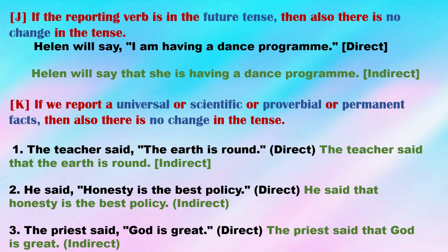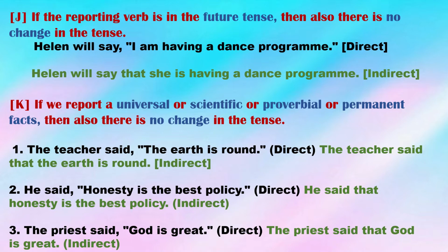Rule J. If the reporting verb is in the future tense, then also there is no change in the tense. Example, Helen will say, I am having a dance program. In indirect speech, Helen will say that she is having a dance program. In this sentence, there is no change in the tense.